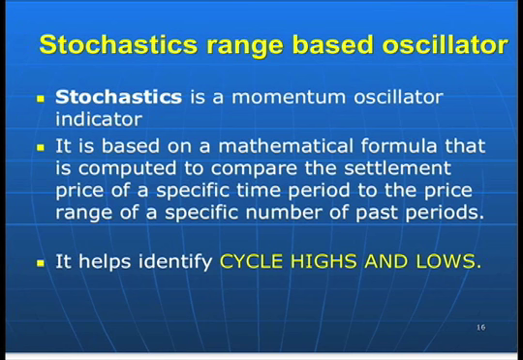It's a momentum oscillator indicator. It's based on a mathematical formula that's computed to compare the settlement price or the close of the current bar to the price range of a specific number of past periods. In other words, it measures the current close as it relates to past highs and past lows. That's the very nature of the indicator, and it gives us overbought and oversold readings. In other words, it helps us identify when a market may cycle out on a high or cycle out near a low. With that information, at least you have a better understanding that if we're near a cycle low and you finally have become bearish on the market, it may be more prudent to wait for a cycle high.